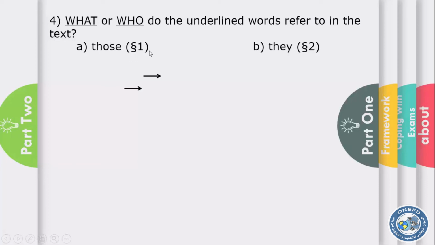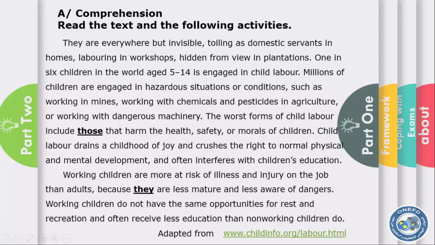And you will always find a little help here. You'd find the word that those refers to in paragraph 1, and for they, you would find the word that it refers to in paragraph number 2. So remember, when answering this type of question, you always have to look at what comes before this word. It's not always a word; it can be an expression. So let's take a look at the text.